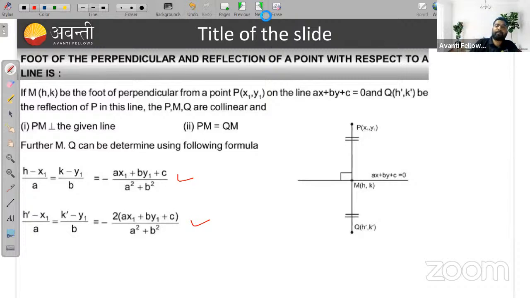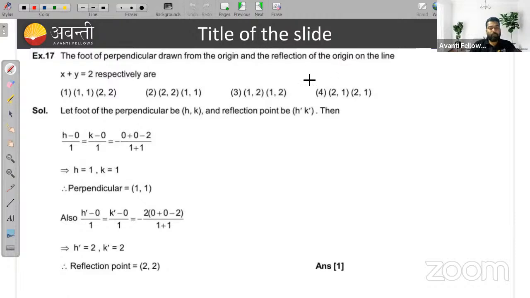A few examples I have also given here: to find the foot of the perpendicular drawn from the origin and the reflection of the origin on this line. By using the formula, you can just answer the questions. Right? Sure.